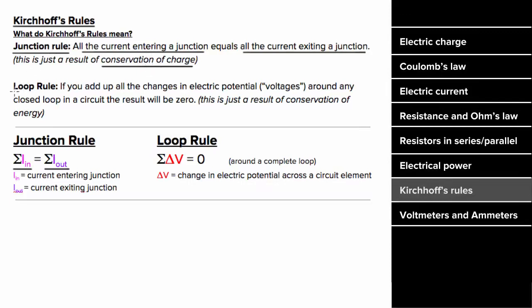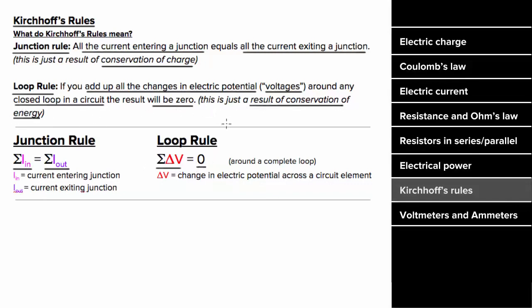And the second rule is called the loop rule, which states that if you add up all the changes in electrical potential, i.e. voltages, around any closed loop in a circuit, it'll always add up to zero. So if you add up all the voltages encountered through a closed loop through a circuit, it always adds up to zero. And this is just a result of conservation of energy.